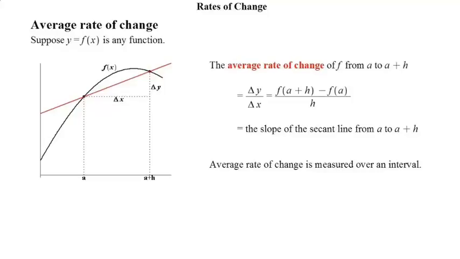Well, at the point a, the coordinates of that point are going to be a, f of a. And at the other end of the interval, the coordinates are a plus h and f of a plus h. So the change in y will be the difference in the two second coordinates, f of a plus h minus f of a, and the change in x will just be h. So the average rate of change is also represented geometrically by the slope of the secant line from a to a plus h. And it's important to remember that the average rate of change is always measured over an interval of x values.